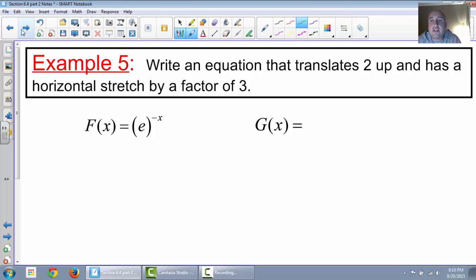It says write an equation that translates 2 up and has a horizontal stretch by a factor of 3. So let's see here. We have 2 things we need to do here. So I'm going to write the equation, and it says it's going to go up 2. So plus 2. And then we have to add something to our exponent here. It says we have a horizontal stretch by a factor of 3. And remember, when we're doing horizontal, you take the reciprocal. So the reciprocal of 3 is 1/3.